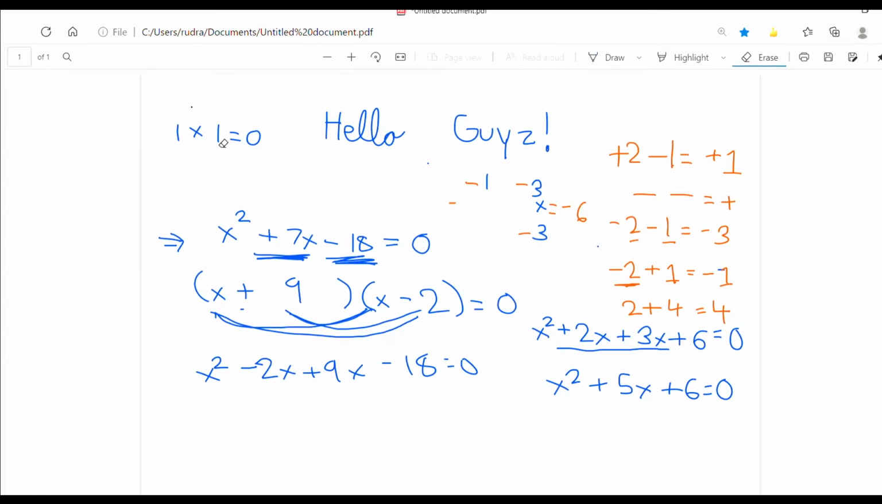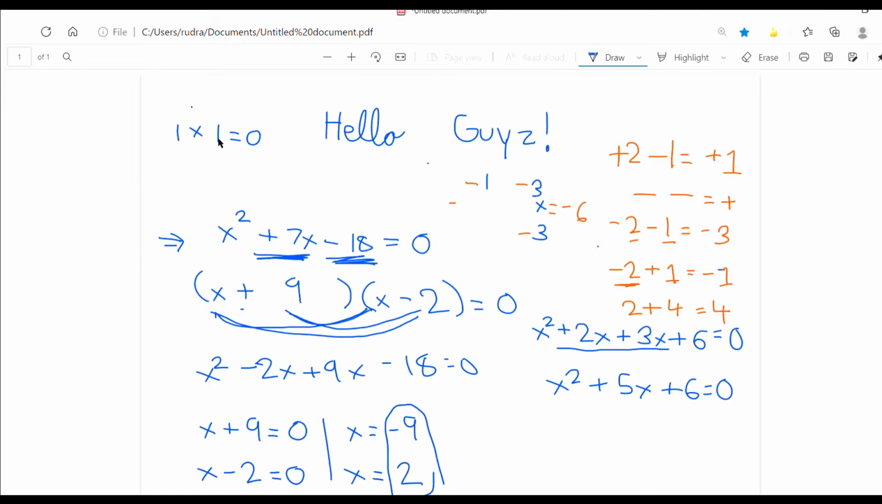You have to find out the x. Now, x plus 9 equals 0 is one of the x, and x minus 2 equals 0 is one of the x. So this changes to x equals negative 9, and this changes to x equals positive 2. That's it. So that's your final answer. I hope you understand factorization.